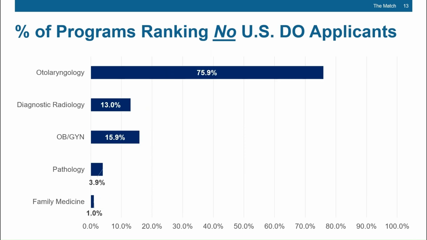We're now going to transition our focus to types of applicants who are absent from rank order lists, compared to what we just covered looking at what applicants were only present on rank order lists. We're going to start with the percentage of programs that did not rank any USDOs. Patterns are very similar to the results looking at programs ranking only USMDs. Over 75% of ODO programs did not rank any USDOs, whereas fewer than 4% and 1% of pathology and family medicine programs include no USDOs.